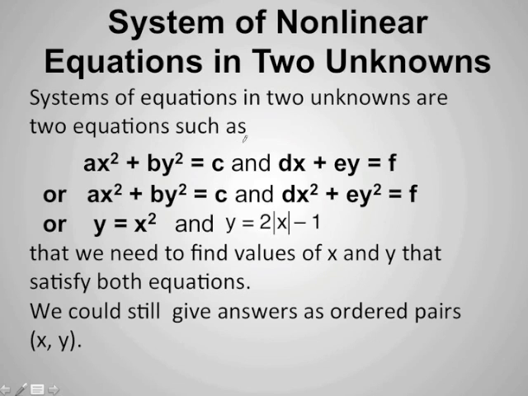Now, so far we've worked with linear equations, but you can also have systems of nonlinear equations. You might have a quadratic with two variables equals a linear, or you might have two quadratics, or you might have a quadratic and an absolute value, or even a radical. So we need to find values of x and y that satisfy both equations. We'd still give our answers as ordered pairs.